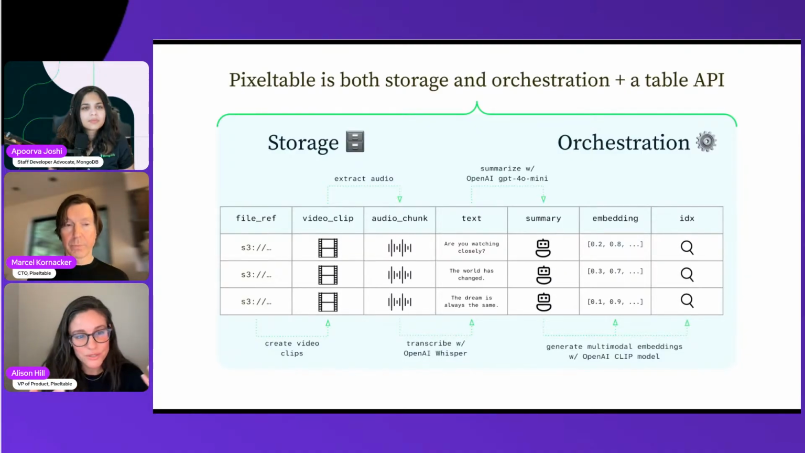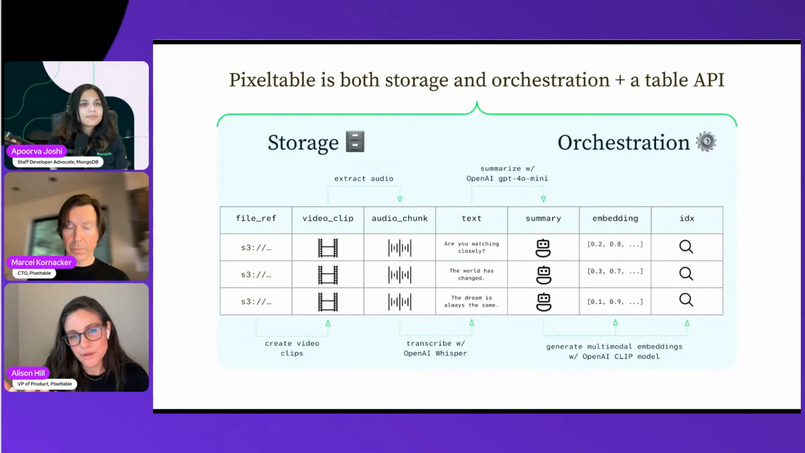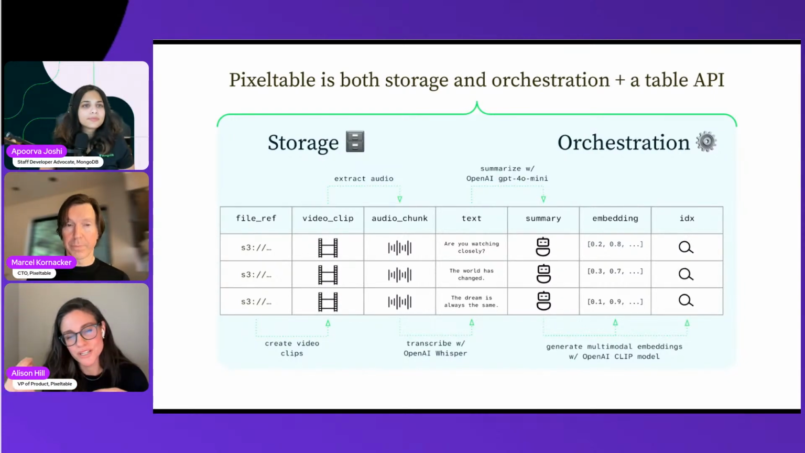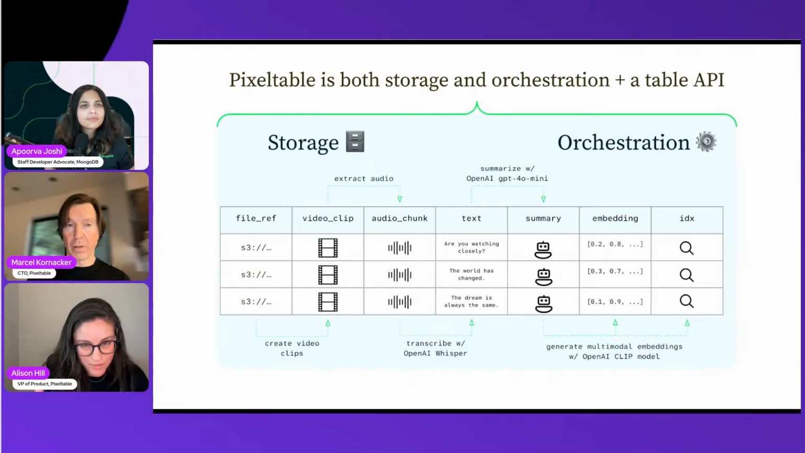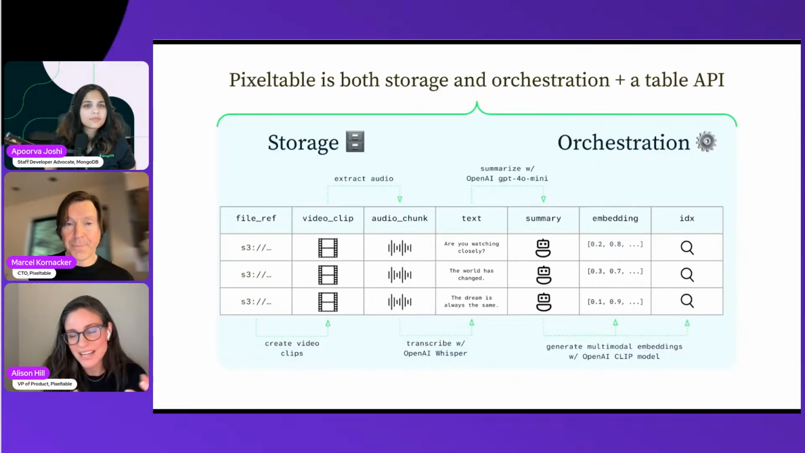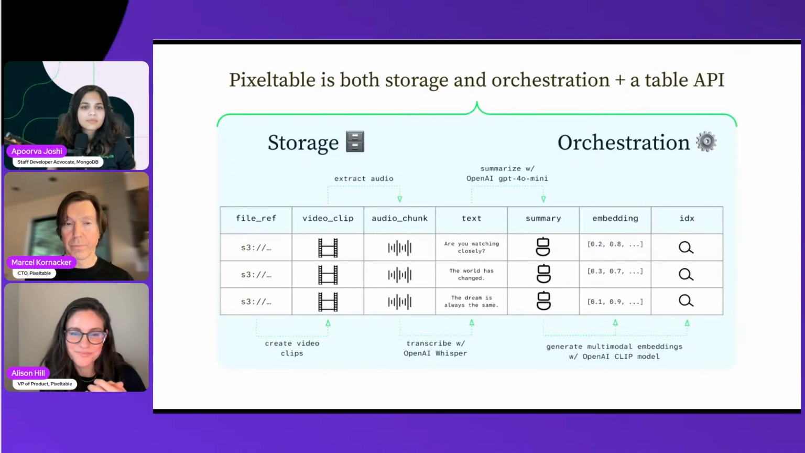So what we're going to do is walk through some examples where anytime you add new data, the table itself is the orchestration piece. So this example that I'm showing here shows you how, in a fictitious pipeline, you might have files that are referenced in S3. When you put them into a Pixeltable, you can create video clips, you can extract audio, you can transcribe the audio to get text, you can summarize the text, you can get embeddings, build an index. All of this is possible within a deceptively simple table API in Python.